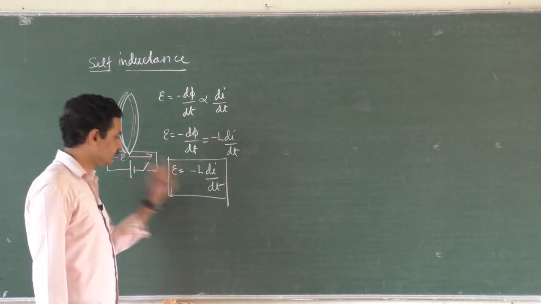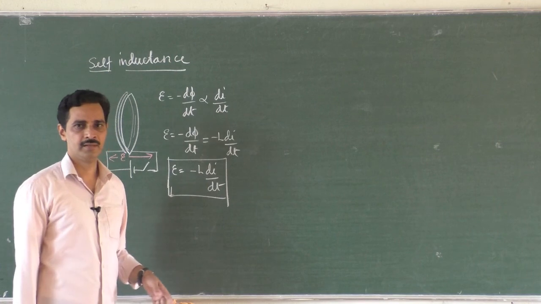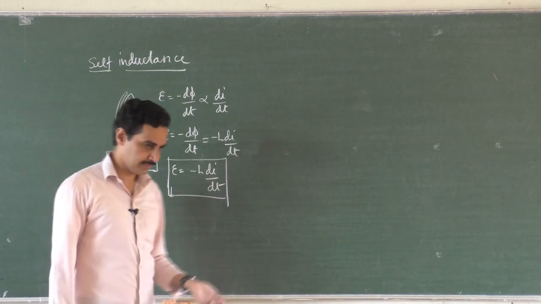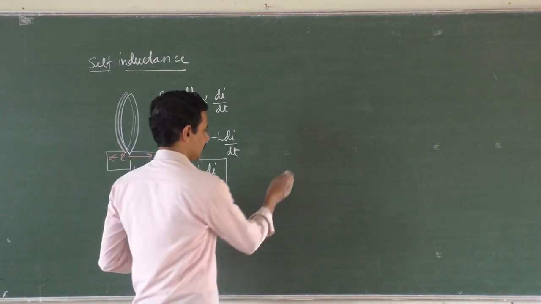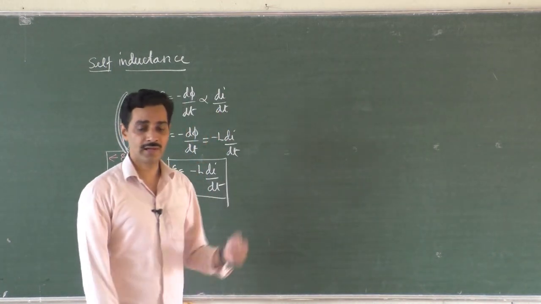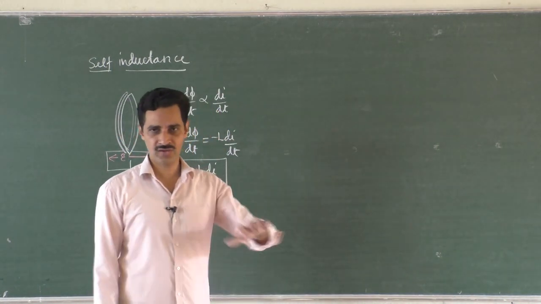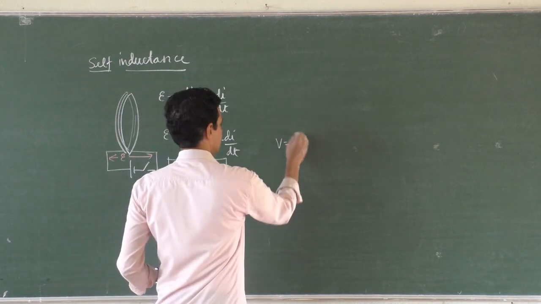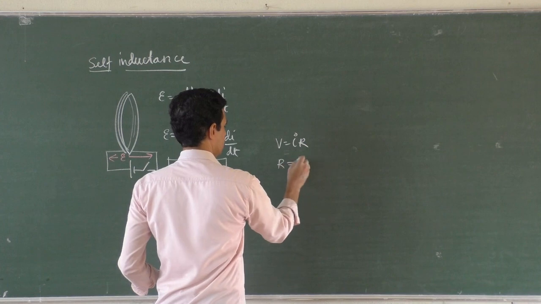Now I have to define, using this formula, what is self-inductance. For example, you know Ohm's law. Current through a conductor is directly proportional to the potential difference, and V is equal to IR. That is Ohm's law. So R is equal to V by I.